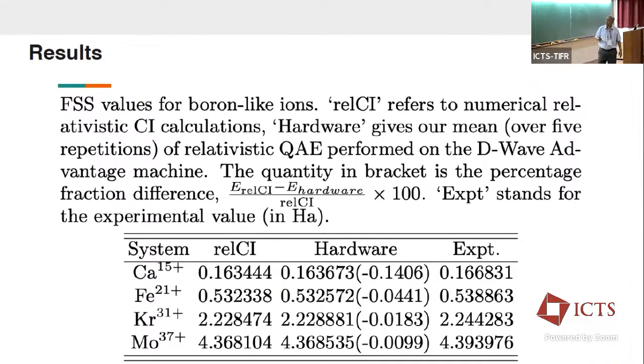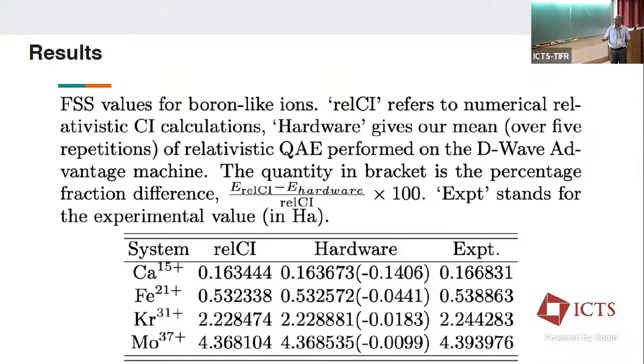Okay, now some results. Here, the REL-CI is the calculation done on a classical computer. This is the usual configuration interaction calculation in a regular computer. So we have taken four boron-like ions, and this is the result from the D-Wave hardware. And this is the percentage difference. This difference and that difference in terms of percentage is very close, as you can see.